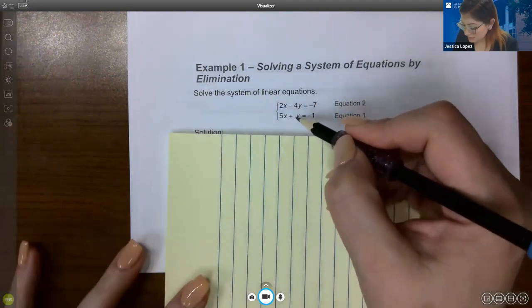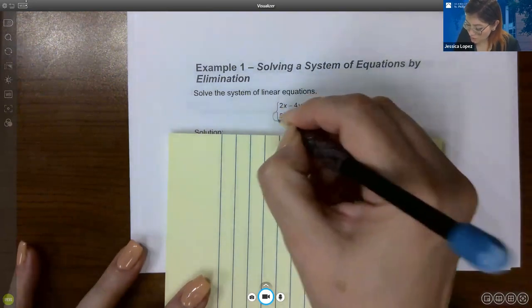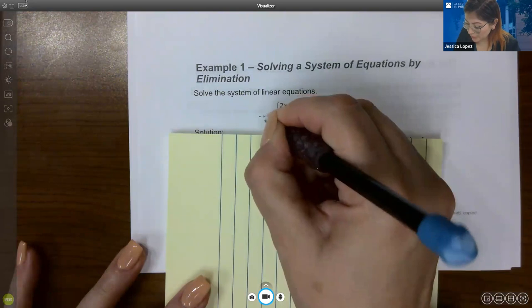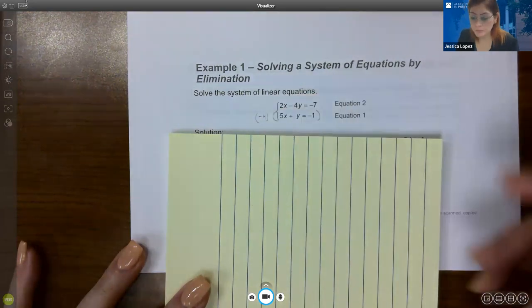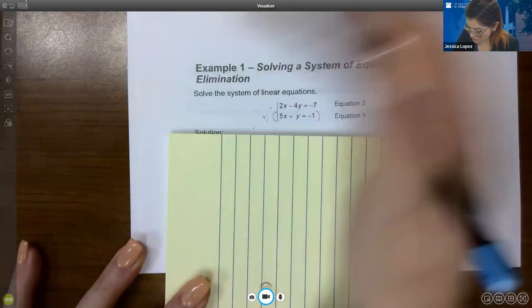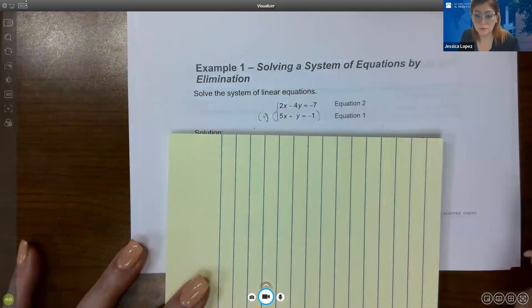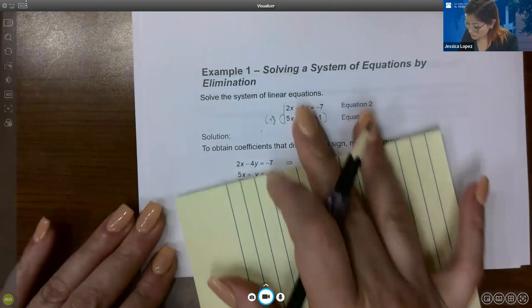But this one does not have a 4 in front. So what they're going to do is they're going to take this whole equation and multiply it by a 4. Not a negative 4, just a 4. You don't want it to go negative. You want it to stay a positive 4. So just multiply the whole equation by 4. So that's what they do.